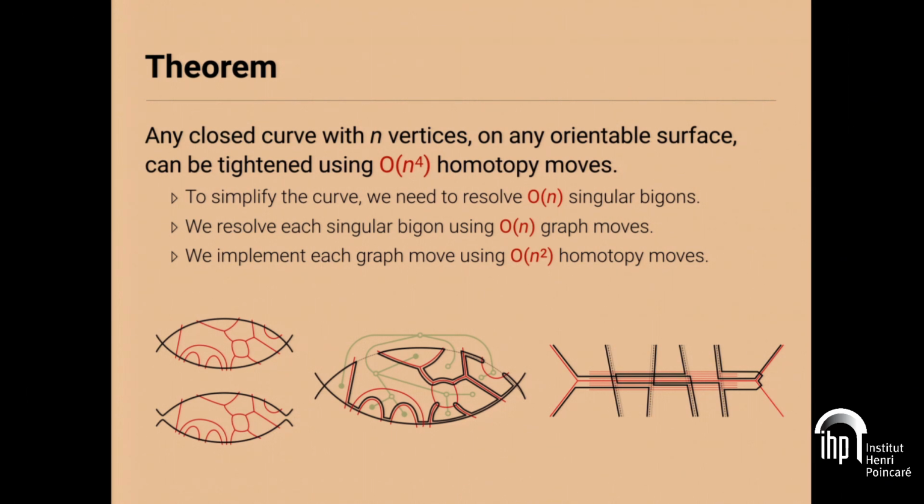In the end, what we get is the following analysis. We can always find a basic singular bigon, and so if we get rid of it, we need to do that n times. So there are n singular bigons that need to be resolved. For each singular bigon, we can resolve it at a very coarse level, just looking at this tiling, using a linear number of graph homotopy moves. And then looking more finely within these node, arc, and face bubbles, we can decompose each of those graph moves into a quadratic number of homotopy moves. And so altogether, we end up with an upper bound of n to the fourth.